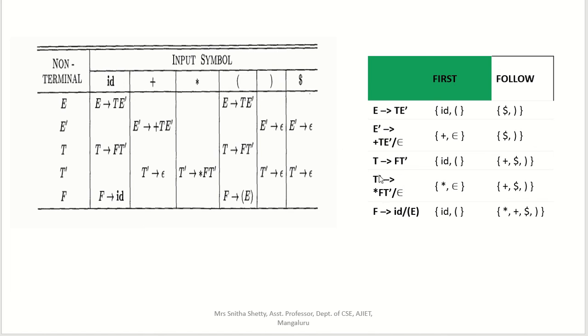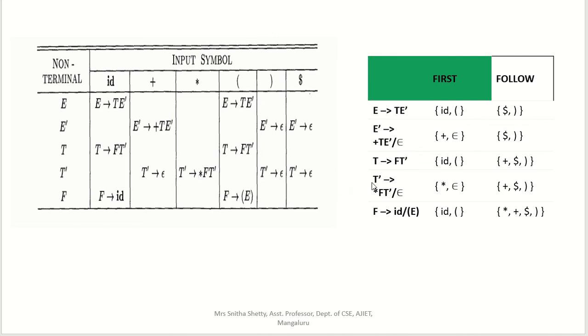Now look at our fourth production. There are two things here. One is T' gives star FT'. One more is T' gives epsilon. Now for T' gives star FT', what is the first symbol? It is a terminal, the star terminal. So under star, you should place T' gives star FT'.